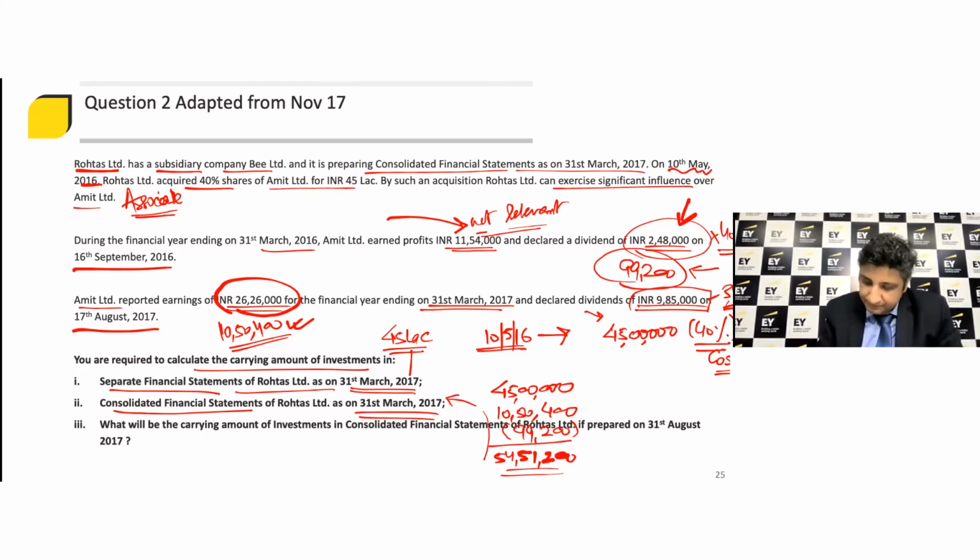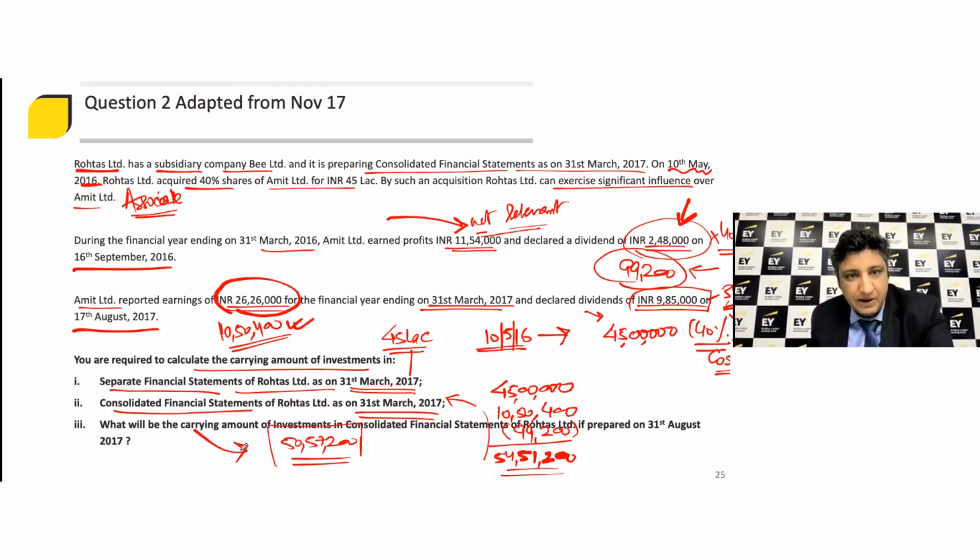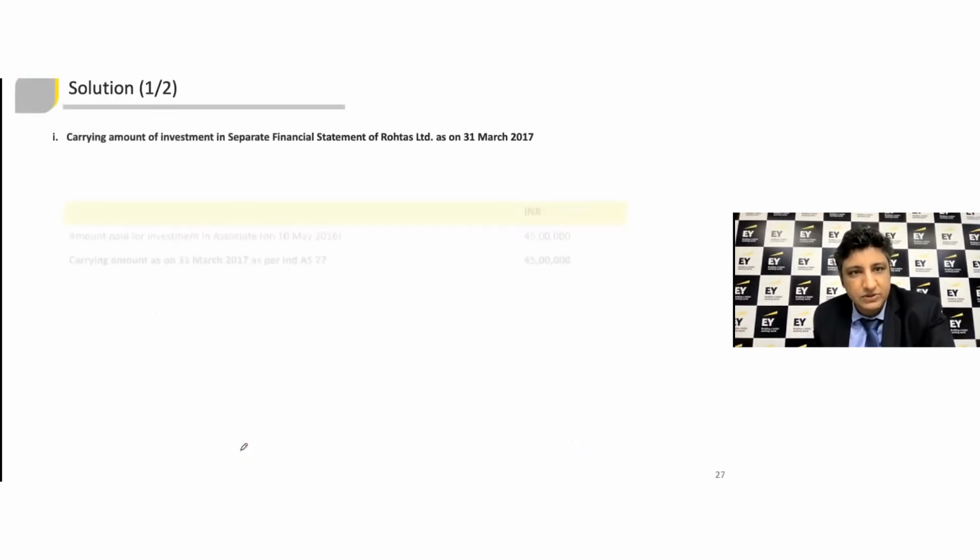So if there is a recovery of that dividend also, from this 54,51,200 we shall reduce 3,94,000, which gives us 50,57,200 as the carrying value from a group or consolidated financial statements perspective. All right. Let's have a look at the formal solution.